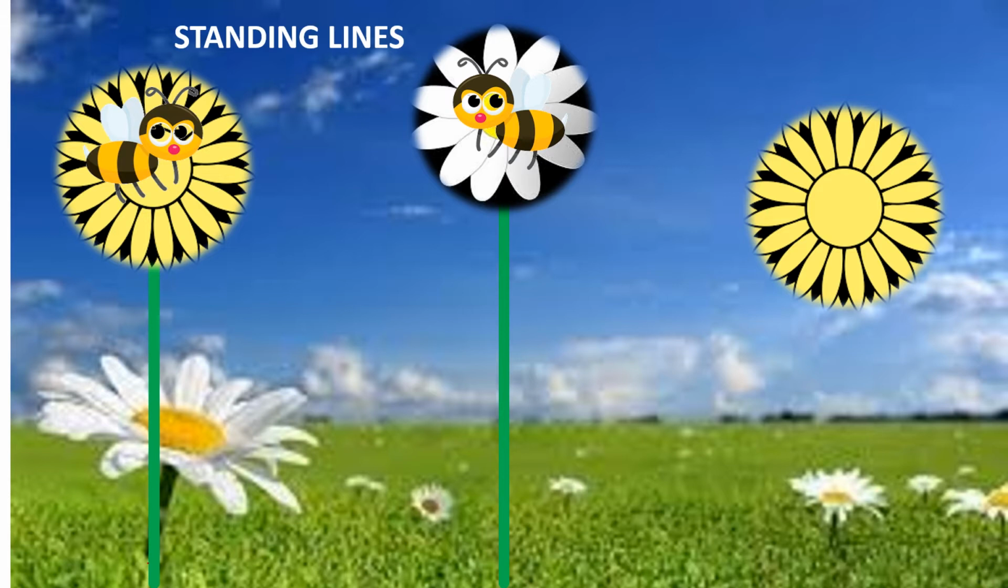So one more flower we have. Let us see one more honeybee, and again the honeybee has given them one standing line. So we have learnt about the standing line. Let us see some more things.